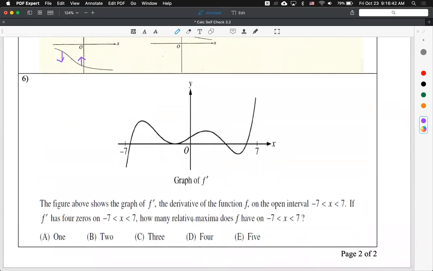This is a graph of f prime. I'm looking for relative maximum. Definition of f maximum, Andrea, quickly. F prime goes from a positive to a negative. On a graph of f prime, what is f prime? Teflon, quickly. F prime is height. So where does the height go from a positive to a negative? It's only at this one spot right here, and there's only one of them. Correct answer is A. And that concludes self-check 3.2.